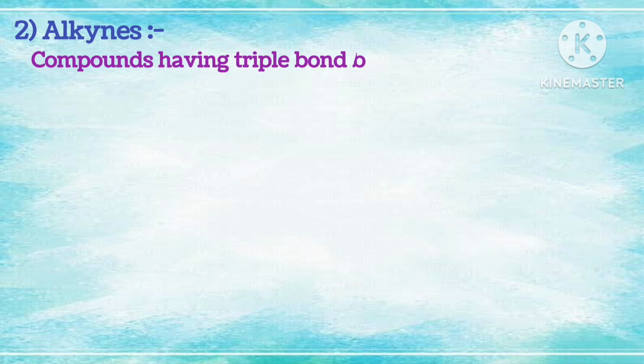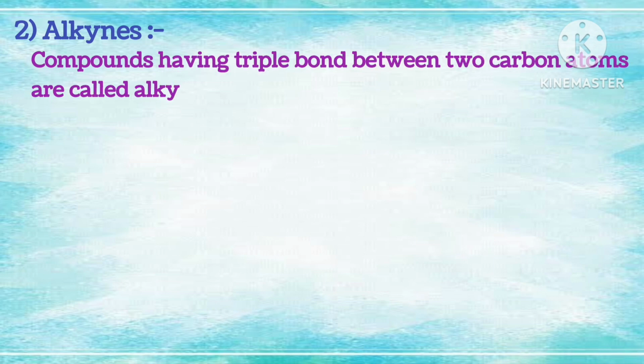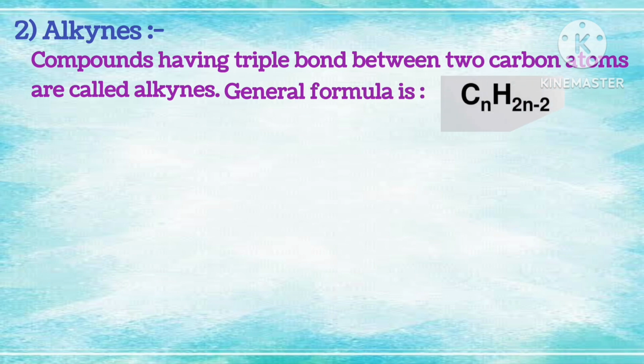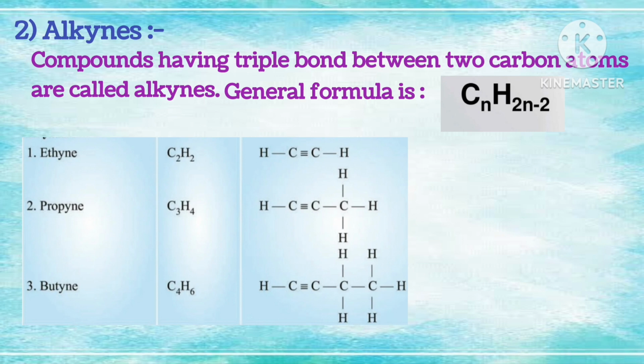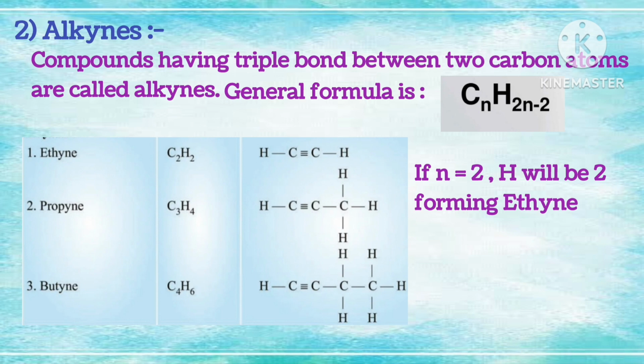Alkynes. Compounds having triple bonds between two carbon atoms are called alkynes. The general formula is CnH2n-2. So if carbon atoms is 2, H will be 2, forming ethyne. If carbon is 3, H will be 4, forming propyne. Carbon is 4, H will be 6, forming butyne.